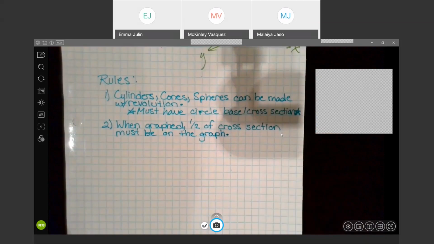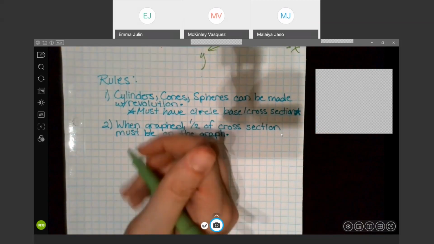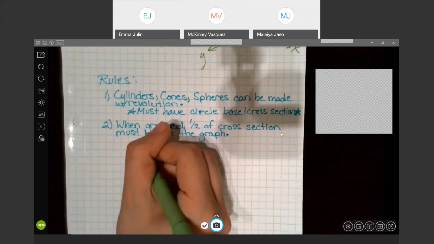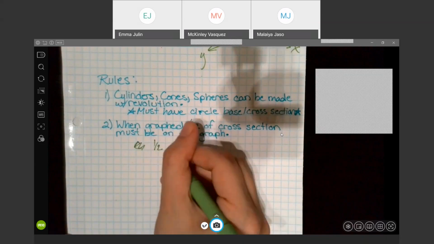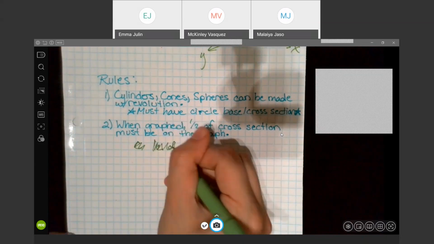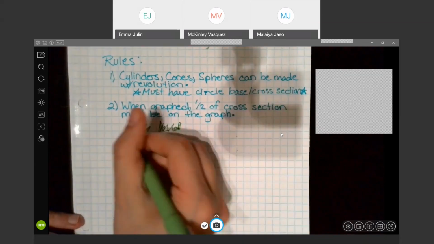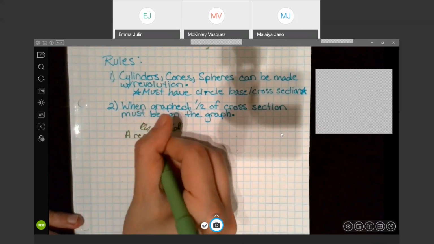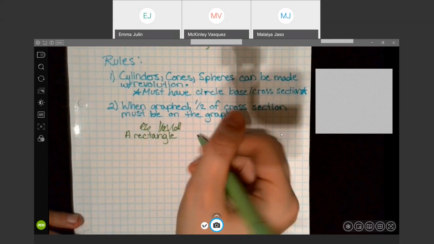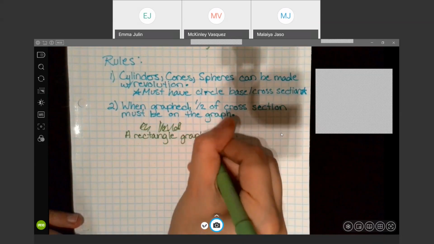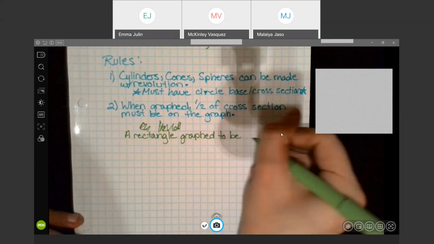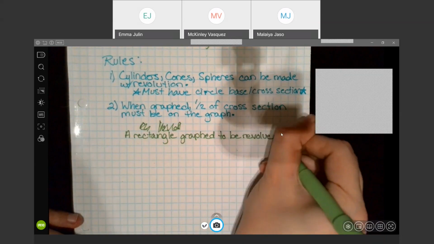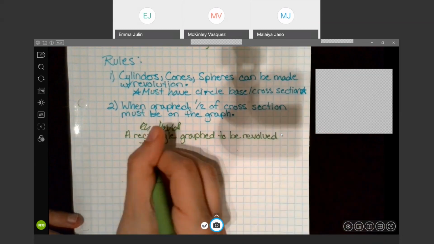So I'm going to do it in little colors below just so we can differentiate between the notes in this part right here. If you see a rectangle, actually a better way to word this, if you see half of a rectangle graphed to be revolved, it's going to become a cylinder.